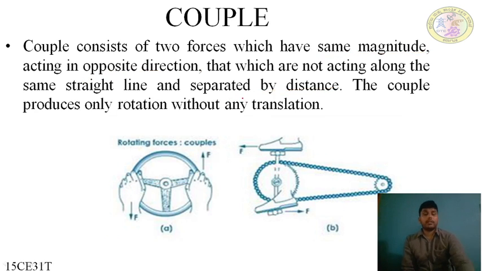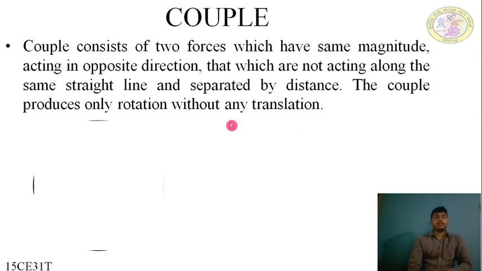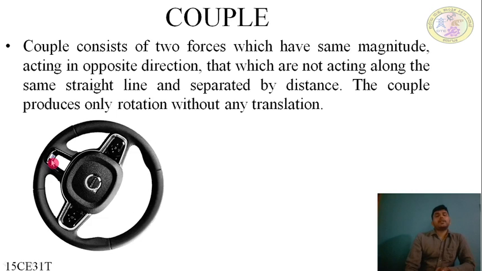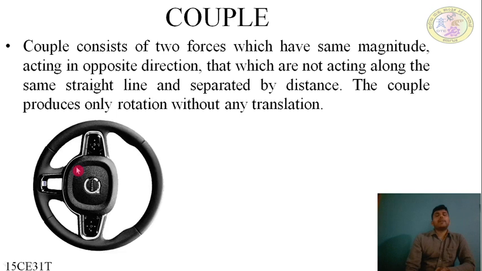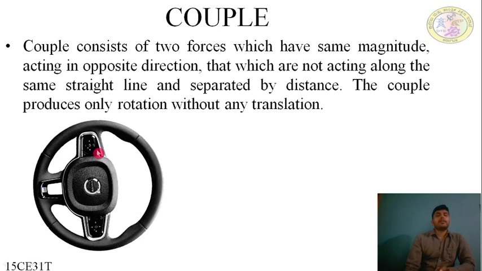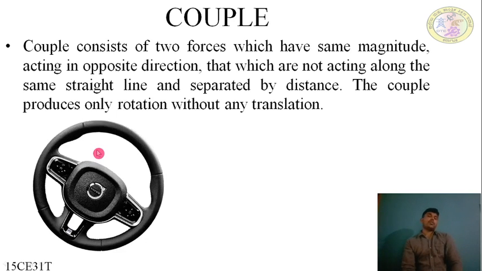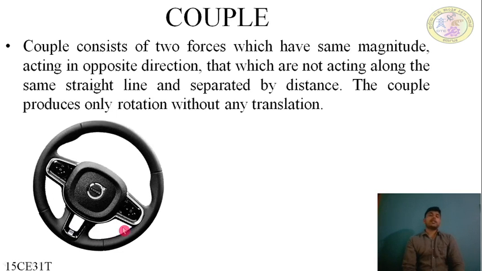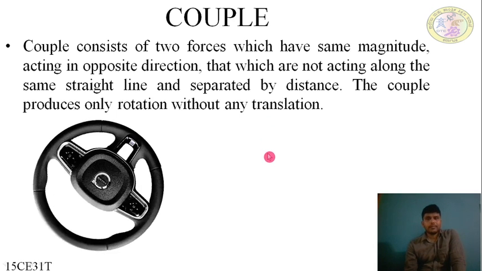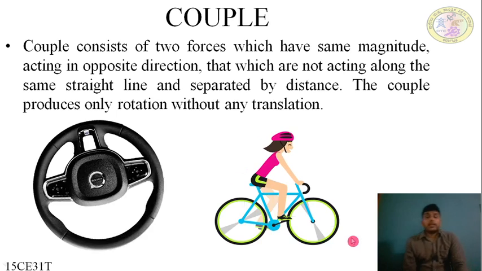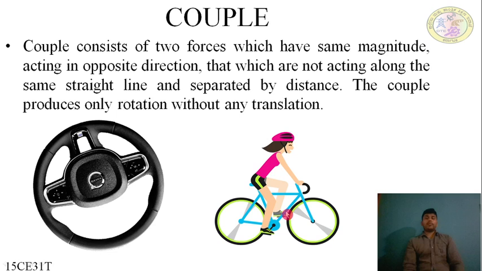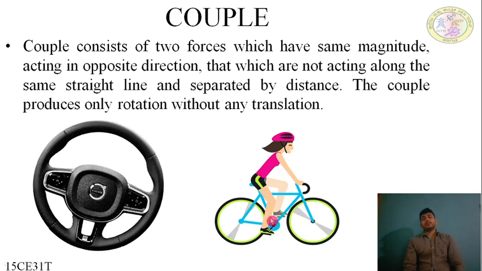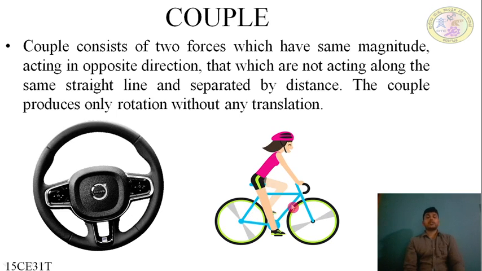Let us understand more clearly with the help of a graphical figure. Look at the steering, where it is rotating clockwise. The width of the steering, its diameter, is the distance between the two forces of the couple. While turning the steering of the car, we apply force with both hands, and it forms a couple. In pedaling the cycle also, force is applied on both pedals at a certain distance, forming a couple which causes the cycle into motion.